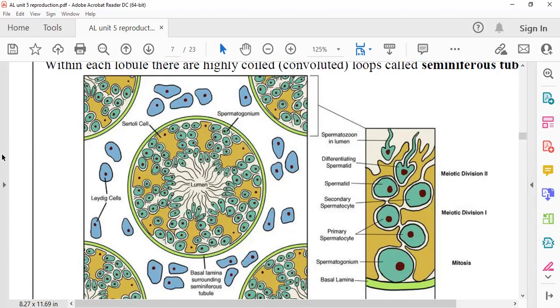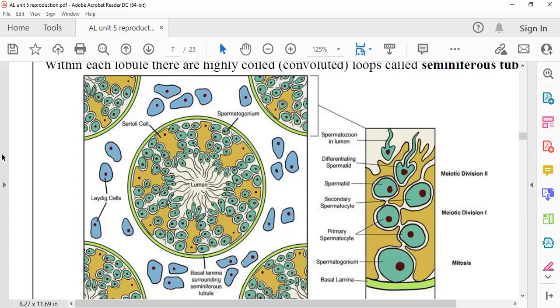What are the functions of Sertoli cells? They provide nutrition and they secrete the hormone inhibin. They provide nutrition to all the developing stages of sperm. Spermatogonium also gets nutrition from it. Primary spermatocyte also gets nutrition from it. Secondary spermatocyte also gets nutrition from it. Spermatid also gets nutrition from it. Even spermatozoa gets nutrition from it. Understood?